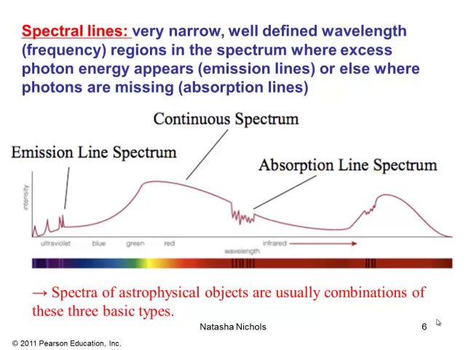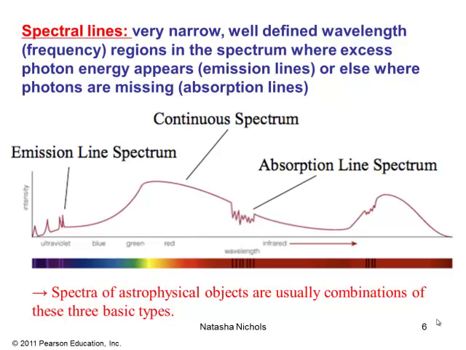Spectral lines. I want you to think of spectral lines, whether they're emission or absorption lines, as the very narrow, well-defined wavelength regions in the spectrum where excess photon energy appears, if it is emission lines, or where photons are missing, if it is absorption lines.